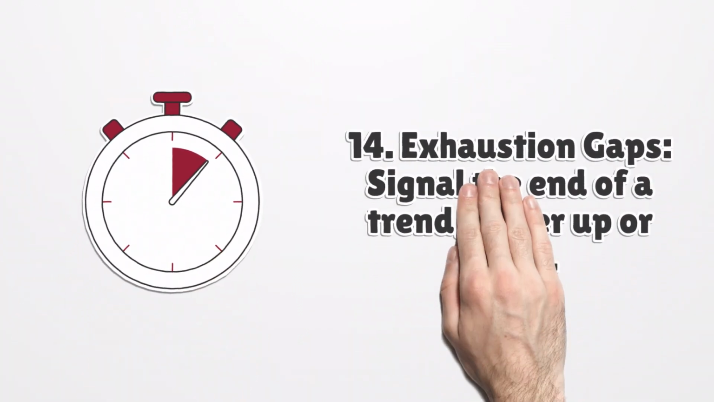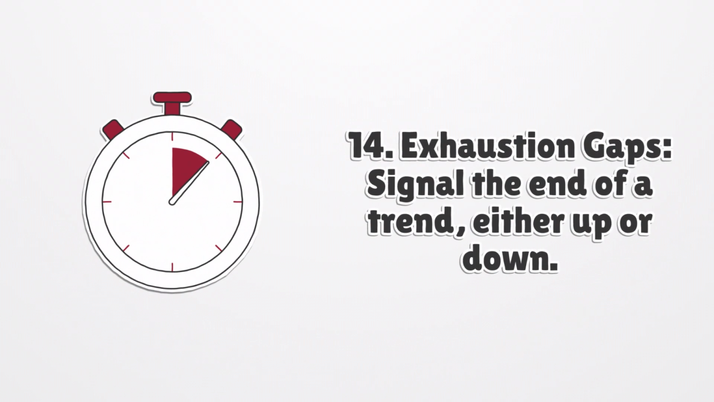Exhaustion gaps are usually the final type of gap in a trend, be it up or down. They occur at the end of a move and indicate that there is no more demand for the stock, as buyers and sellers have reached an agreement and the trend is coming to an end. If the gap is up, it's a sign of strength, while a gap down indicates weakness.